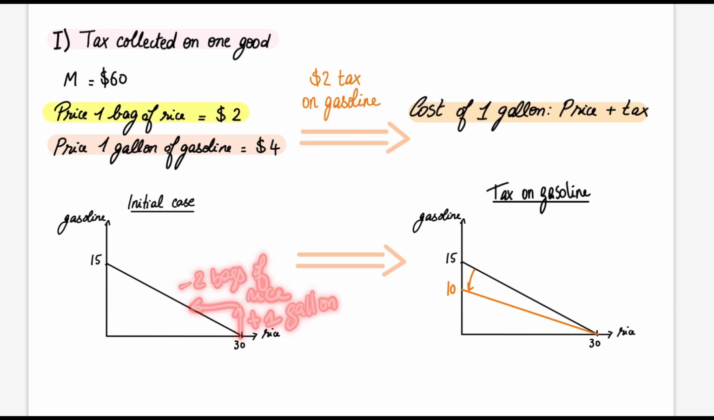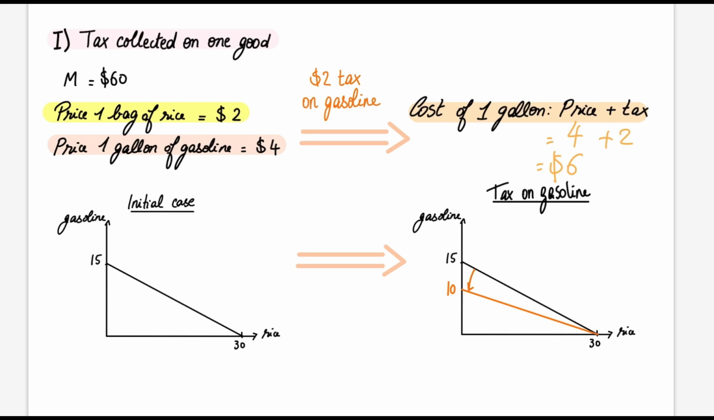Well, with an additional $2 tax, the effective cost of gas for us now jumps from $4 to $6. So, basically, this tax behaves like a price increase. So, the budget constraint swings inwards, as we can see here.